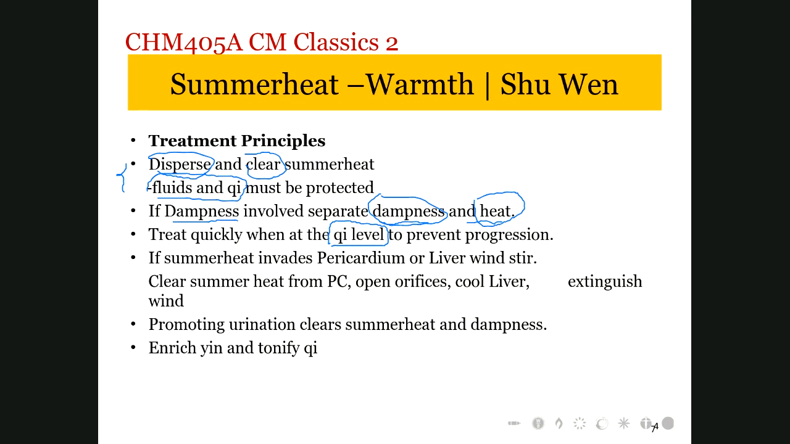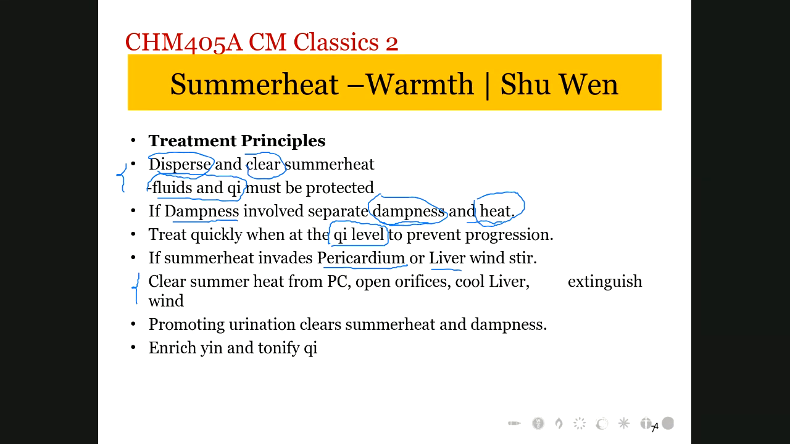If heat invades the pericardium, we can easily have unconsciousness. If the liver is involved, convulsions happen very easily, so inner wind comes through. So clearing the summer heat to manage the unconsciousness, to slow down convulsions, and to manage the tremors is very essential. At the same time, you may need to call an ambulance if it is necessary.